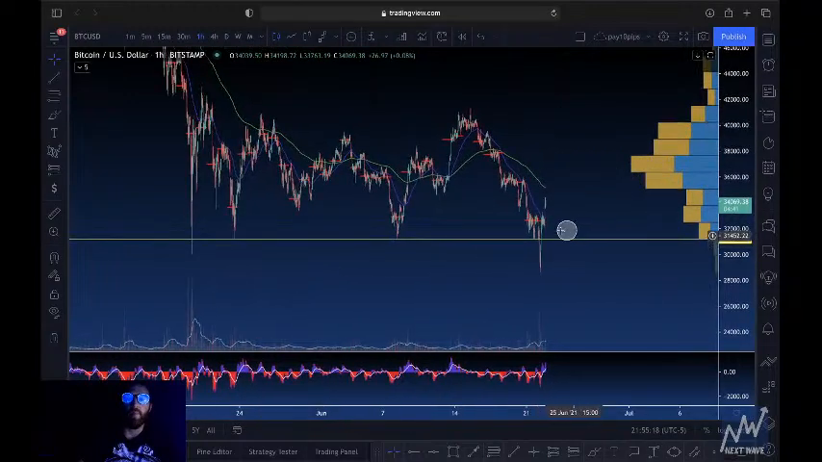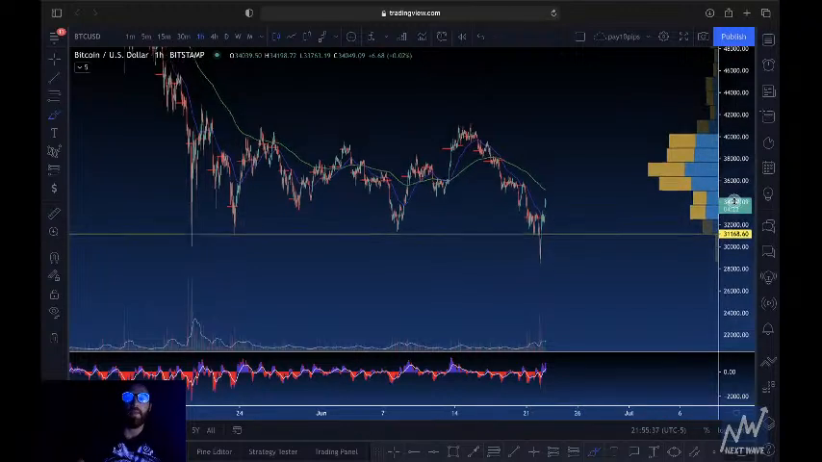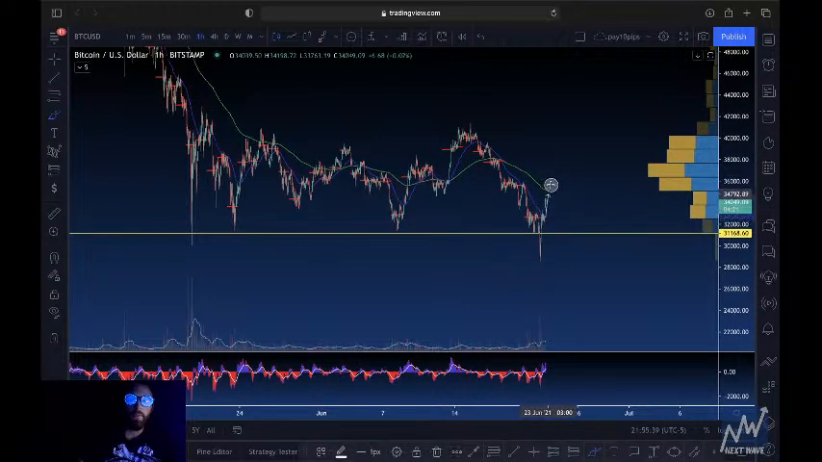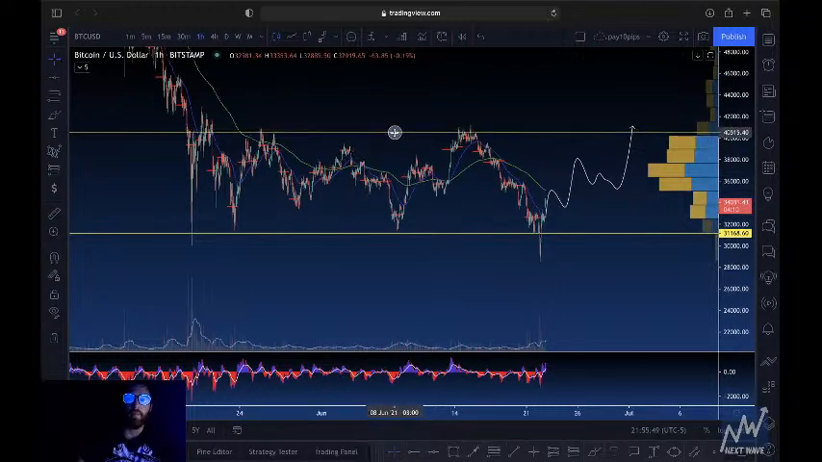I said if that breaks and then comes back into the range, that could be a Wyckoff spring. So go back and listen to that yesterday. We have a very beautiful possibility of a Wyckoff spring right here. Now, that would mean that this thing is about to start to pick up and probably get to, at the very least, these prices at the 40K, 38K.